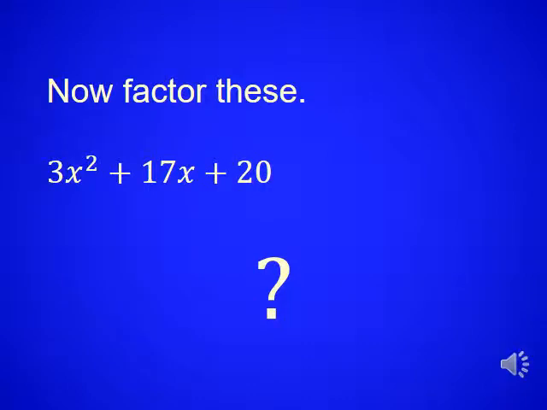So here's another problem that has a coefficient on x squared. This time we've got 3x squared plus 17x plus 20. And the problem this time is that you can't just divide everything by 5 like I did on the previous one. So I want to see if you can think about that for a second and think back to what you do on problems like this one.